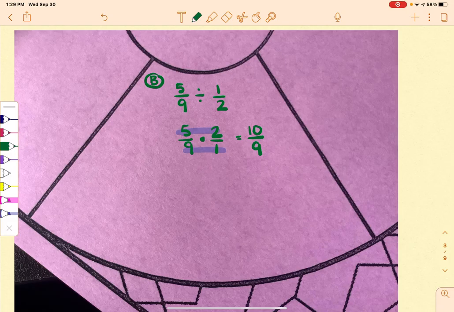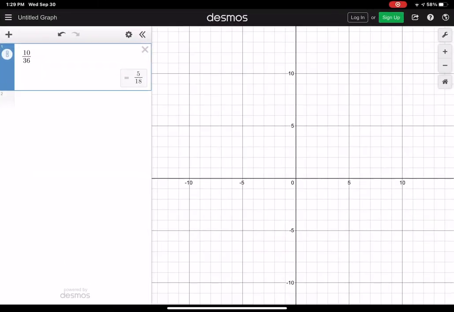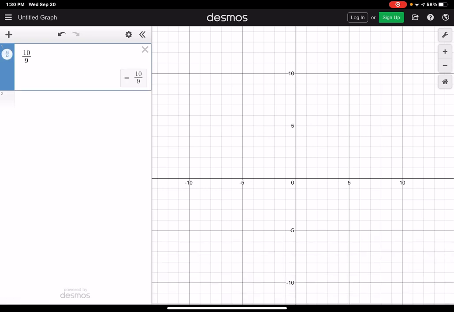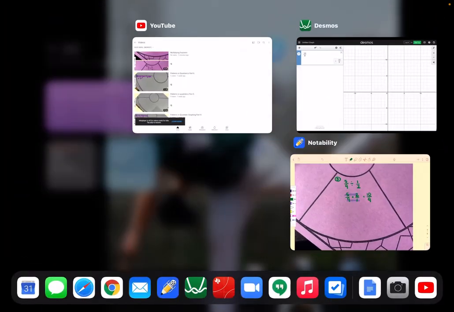So we're going to see if this reduces. So I can see in this one that it doesn't reduce, but the top number is bigger than the bottom. So we're going to have some dividing to do.